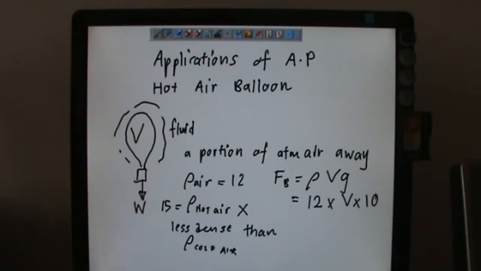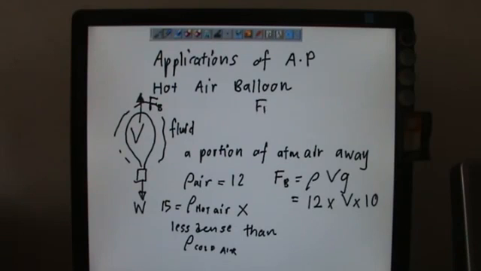So be careful, do not use the density of the hot air inside, but rather the atmospheric air outside, because the atmospheric air outside is the fluid being displaced. And the fluid being displaced will give you the buoyant force, which is acting upward like this. Acting upward like this, buoyant force. So this is the application of Archimedes principle for a hot air balloon.